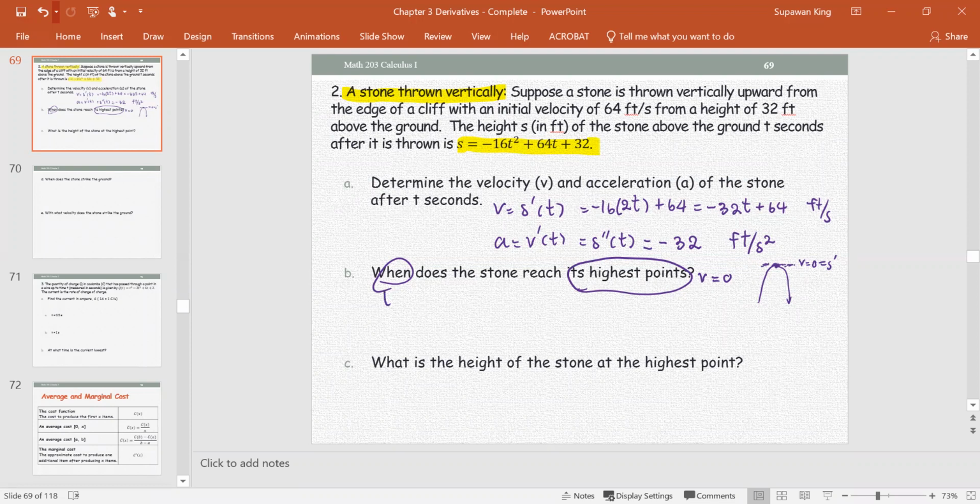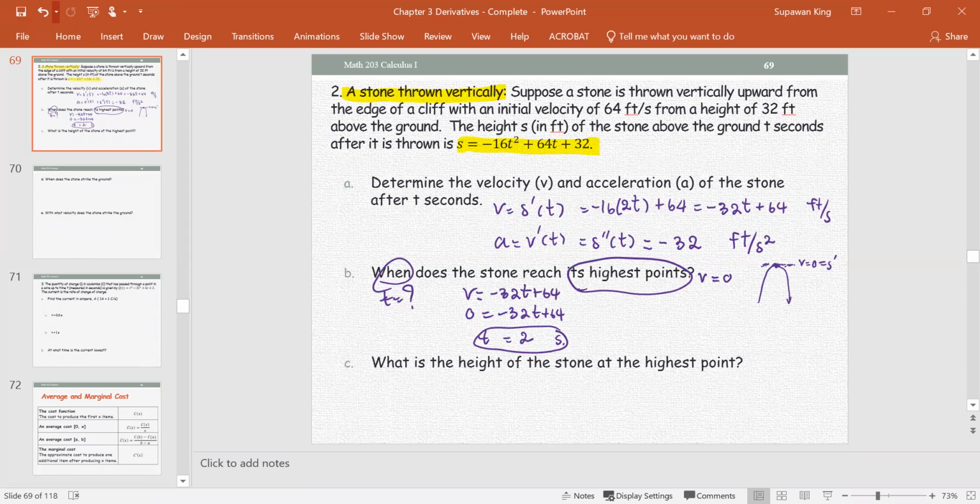From part A, we have v equals negative 32t plus 64. Let it be 0, and then solve for t. We have 32t equals 64, or t equals 2. The unit is seconds. So it takes 2 seconds to reach its maximum height, or the highest point.